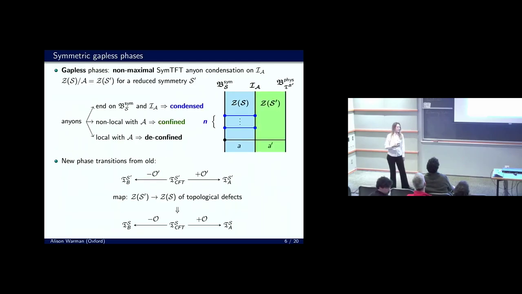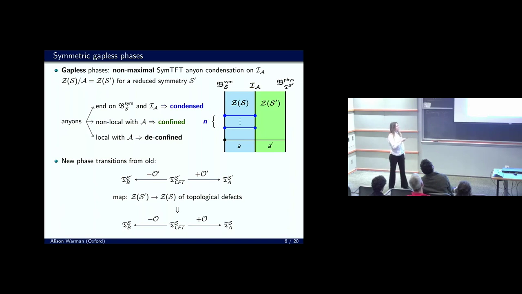If instead we perform a non-maximal anyon condensation, described by a non-maximal condensable algebra A, we will have this interface I_A between our starting Z of S and this reduced topological order Z of S prime, which is mathematically the Drinfeld center of a smaller fusion category S prime. The anyons which are condensed are the ones that can end on this interface, and as we said before, they have to be all bosons and have trivial mutual braiding. This is because they become the identity anyon in Z of S prime.